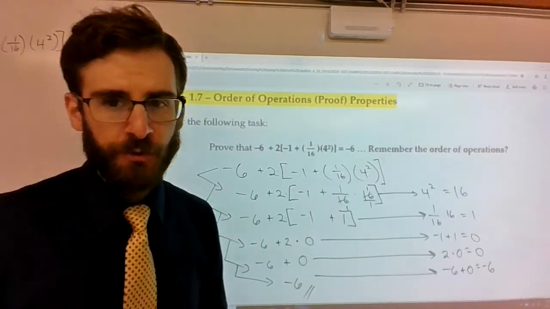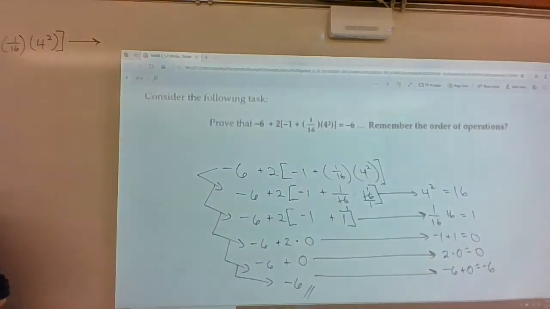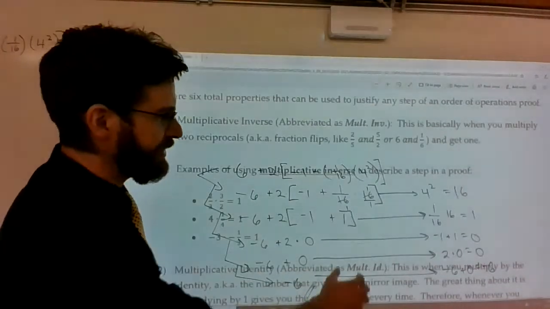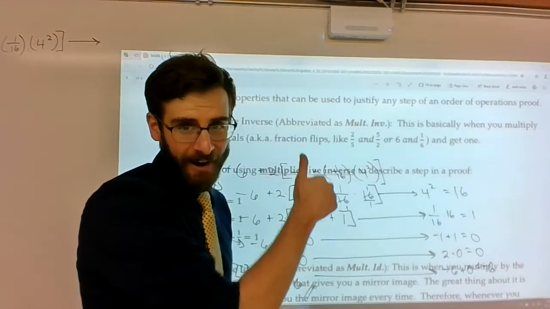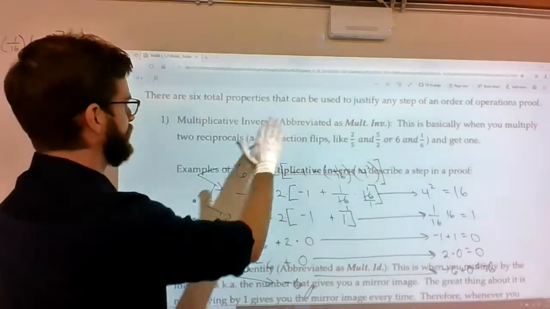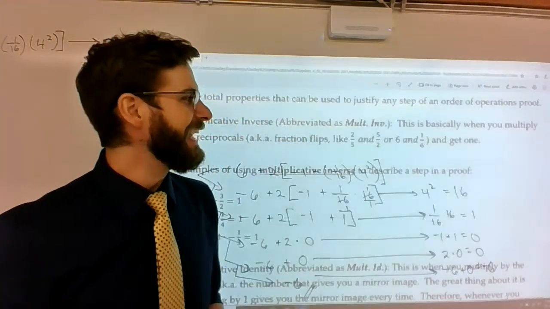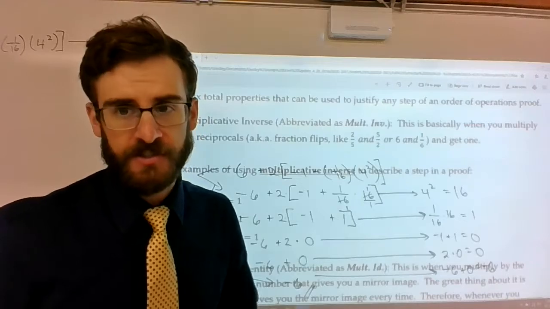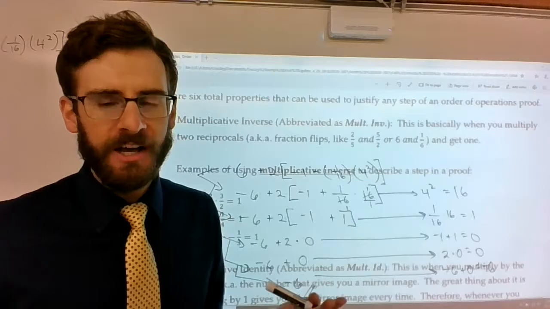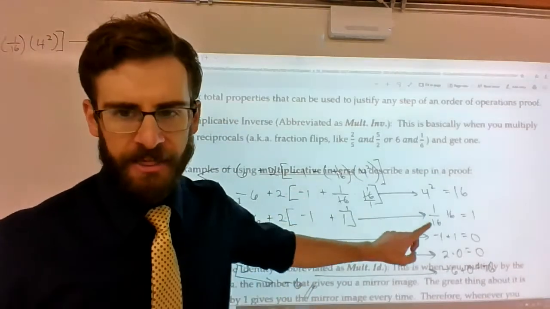If I scroll down through this notes document, I'm actually not going to erase this just yet. I'm going to move back up, so bear with me. Just look at this top version. There are 6 total properties that can be used to justify any step of an order of operations proof. So I want us to go one at a time and see if we can piece together this proof.